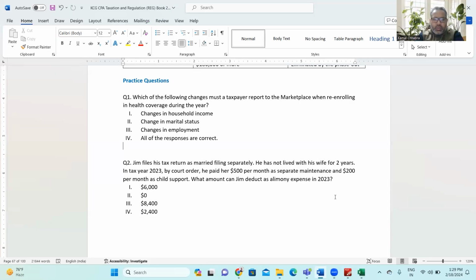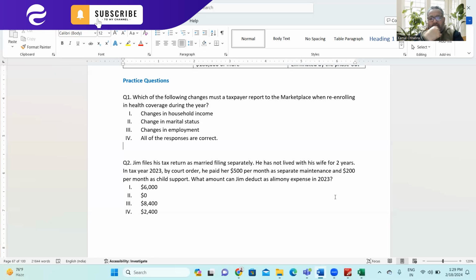So two things here. One is, Rakesh, you pointed out very well, it is not clearly mentioned about the divorce decree here. But on the other side, Jim filed his tax return as married filing separately. That means he is still married, he has not received the divorce decree, right? That's a very valid point you observed. And he has not lived with his wife for 2 years. In the tax year 2023, by court order, he paid her $500 per month as separate maintenance expense and $200 per month as child support.